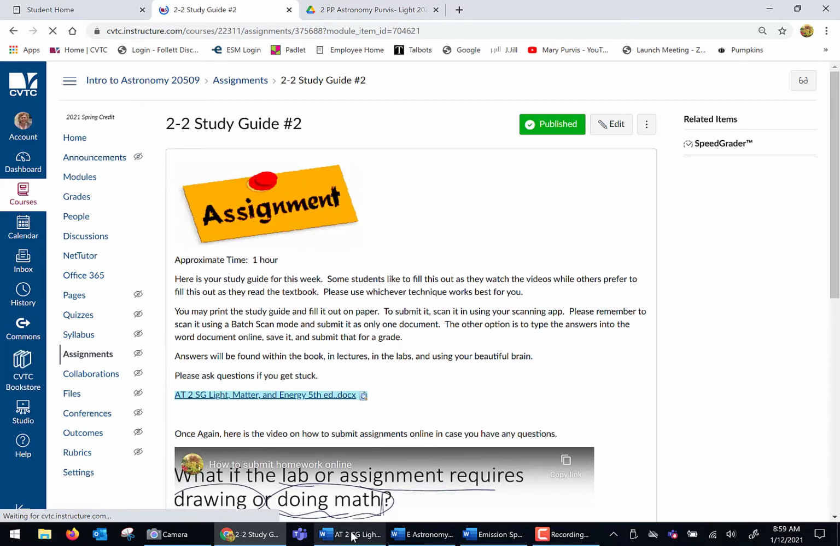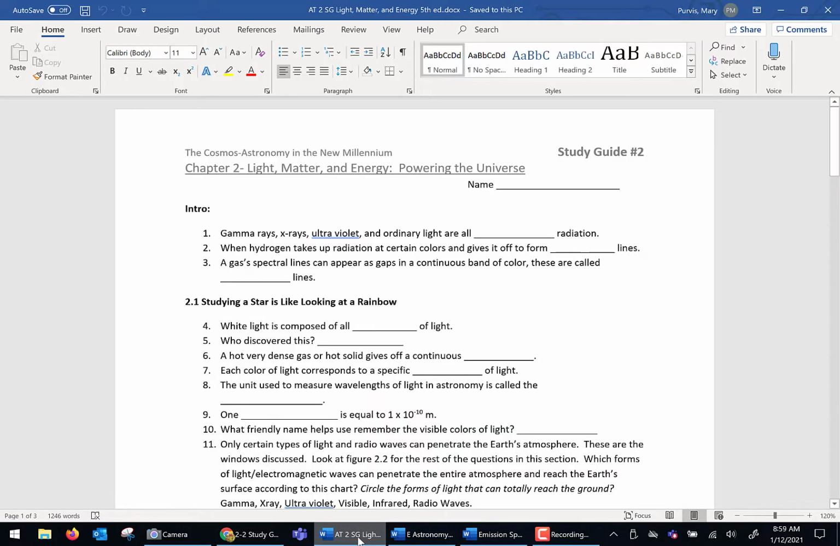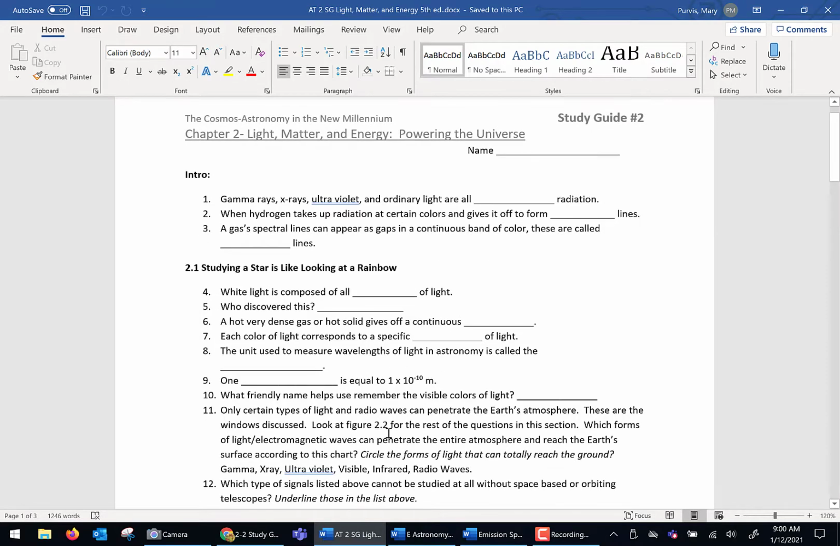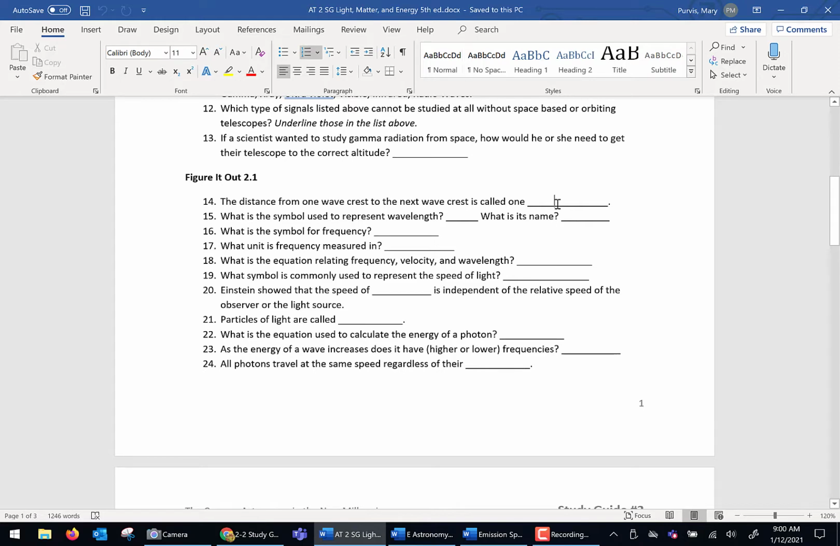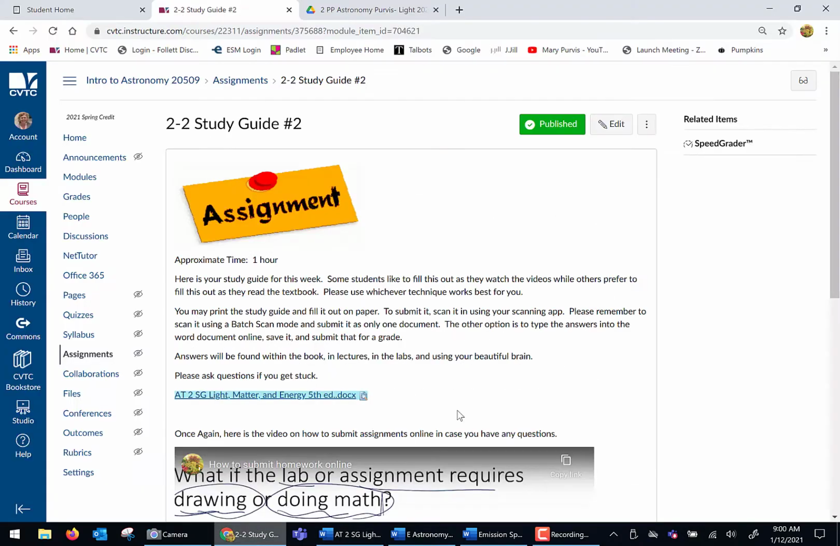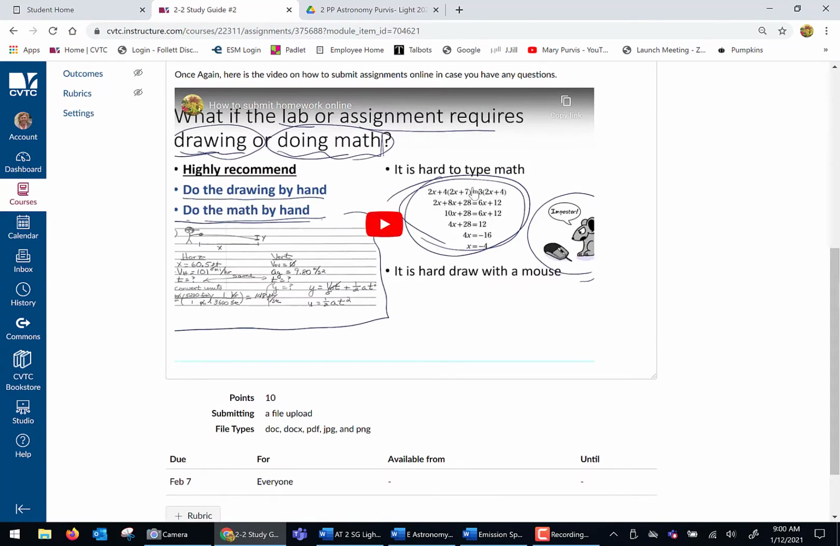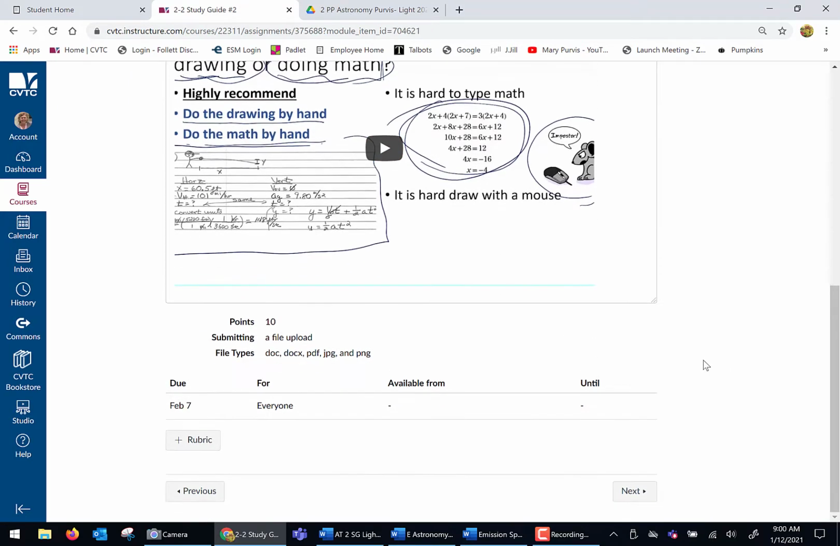This week's study guide, just like past study guides, is keyed directly to the book. Please fill this out. Remember, if you have the packet from the bookstore, you can fill this out. Please scan it in with your phone and upload it as one complete document. If you prefer to type, write in here, save it, and upload it that way. That works just fine as well. This little video talks about how to submit documents. I think I had it earlier, so you don't have to watch that again.